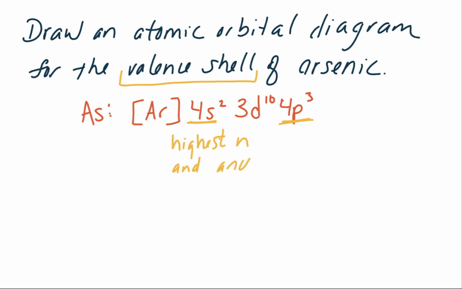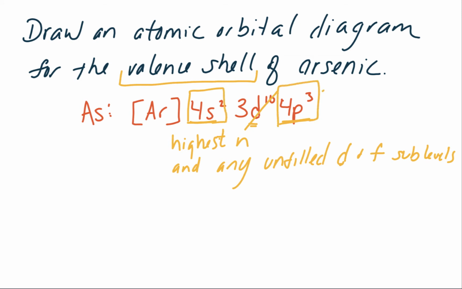And valence will also be any unfilled D and F sublevels. So if you have a D block that is not completely filled, those electrons will also count as valence. In this case, we do have a D, but it's completely full, so these won't count as valence. So our only valence electrons are in the 4s and the 4p.